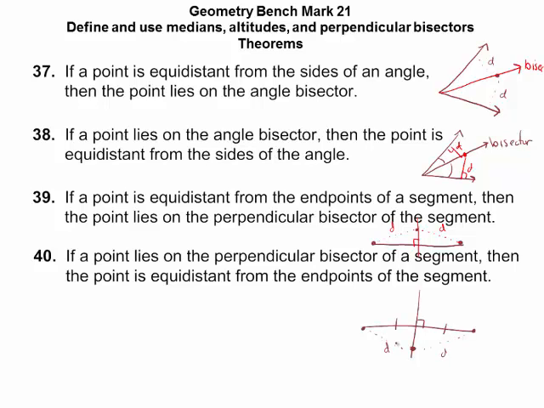Okay, so these two sets of theorems, 37 and 38, go back and forth, right? If you're equidistant from the sides of the angle, then you're on the bisector. If you're on the bisector, then you're equidistant from the sides of the angle. And then 39 and 40, if you're equidistant from the ends of the segment, you're on the bisector. Or if you're on the bisector, you're equidistant from the ends of the segment. So they go both directions.